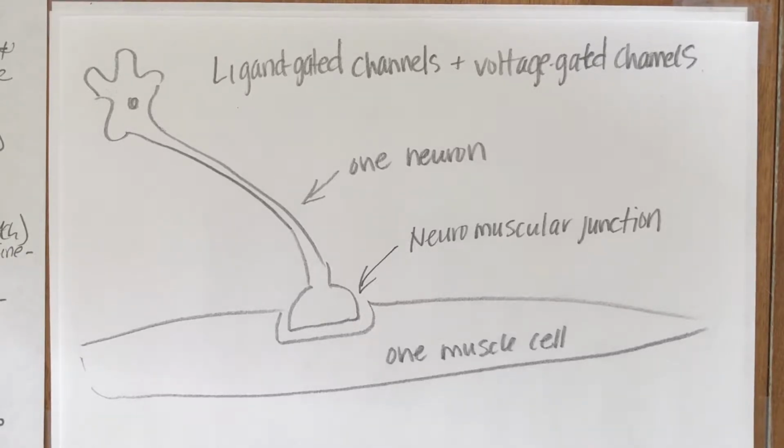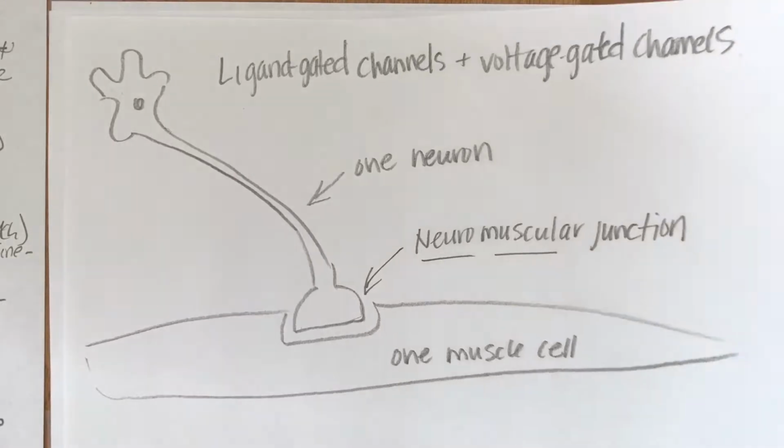Ligand-gated channels and voltage-gated channels are both really important when we watch one neuron communicating with one muscle cell. So a neuron and a muscle cell communicate at this location called the neuromuscular junction. And we're going to zoom in to the neuromuscular junction and see what happens.